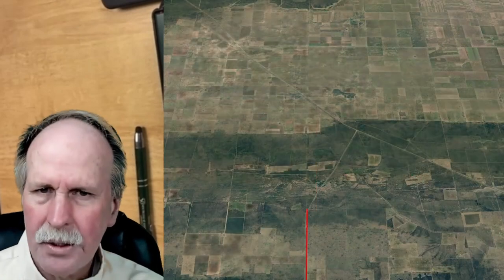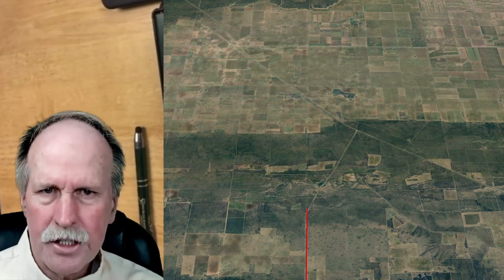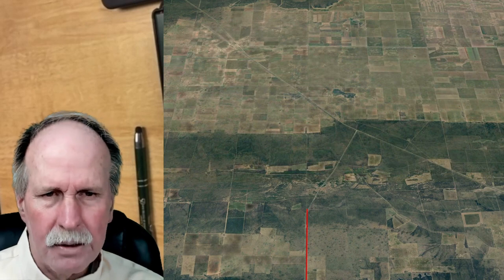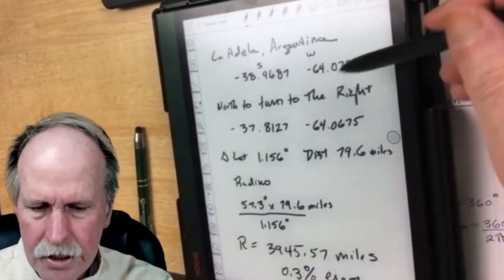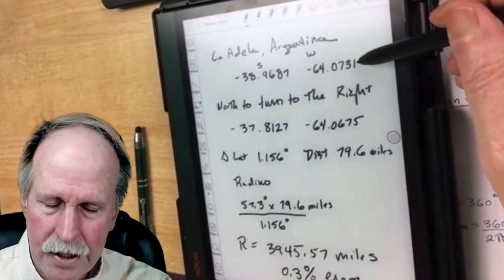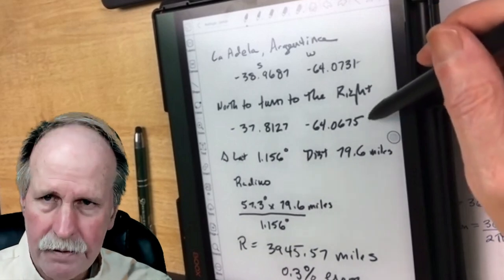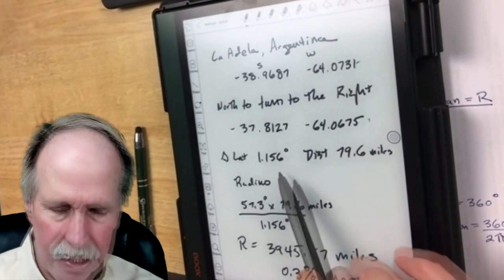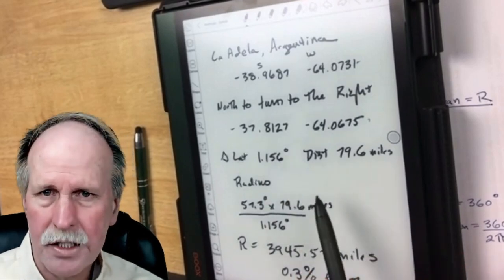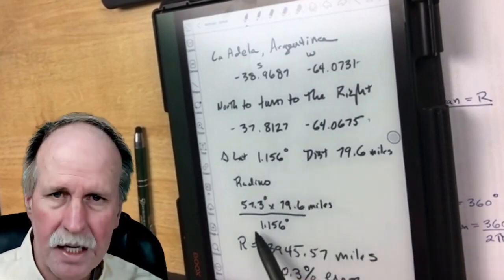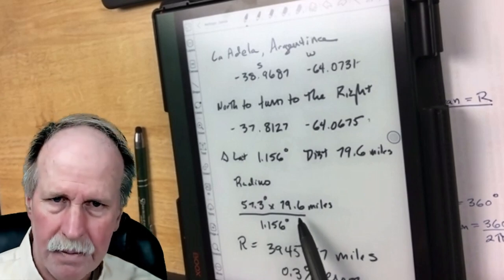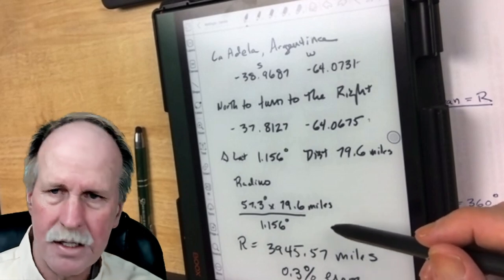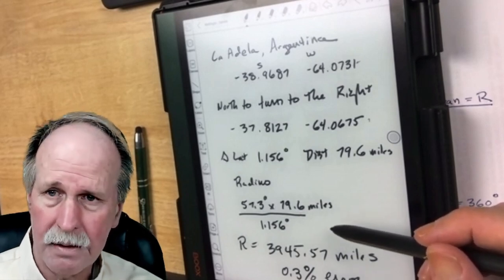Let me show you that. So here's the north end of the road. You see this sharp turn to the right. I stopped the measurement at that turn. So let's go ahead and find out the data on it. Here are the coordinates of the southern end of the route. Here are the coordinates of the northern end of the route. The difference in latitude is 1.156 degrees, and the distance is 79.6 miles. Now, we did the same calculation that we did up in Denver. The radius this time comes out to 3945.57 miles. It's less than a 0.3% error.